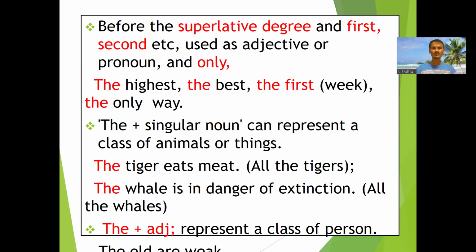Similarly, the plus adjective represents a class of persons. The old are weak. What? The old are weak. We know that. The old are weak, etc.